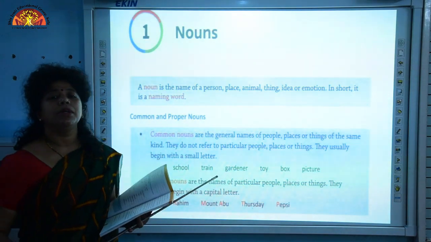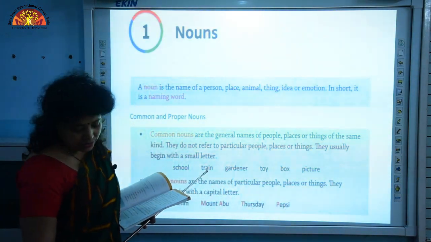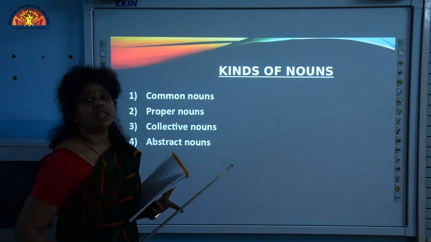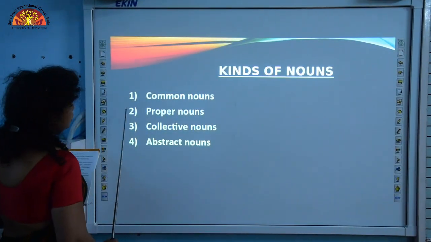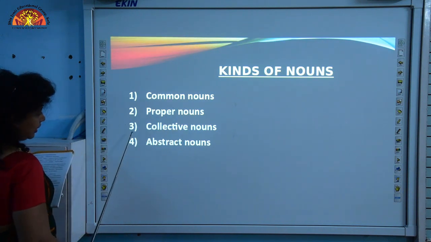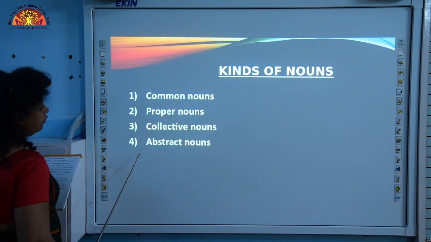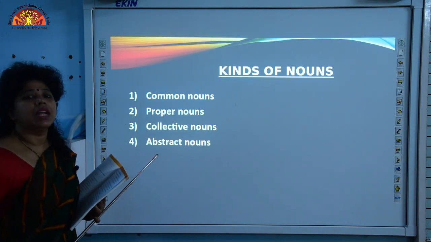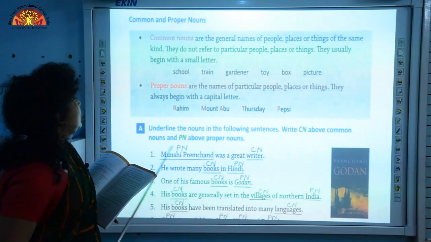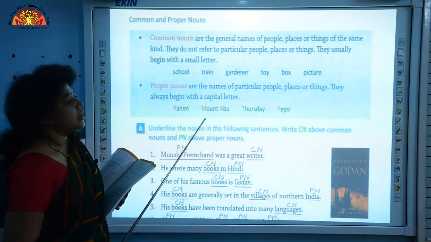Now let's talk about the different kinds of nouns. The different kinds of nouns that we are going to do today are: 1. Common nouns, 2. Proper nouns, 3. Collective nouns and 4. Abstract nouns. Let us now come to common nouns.